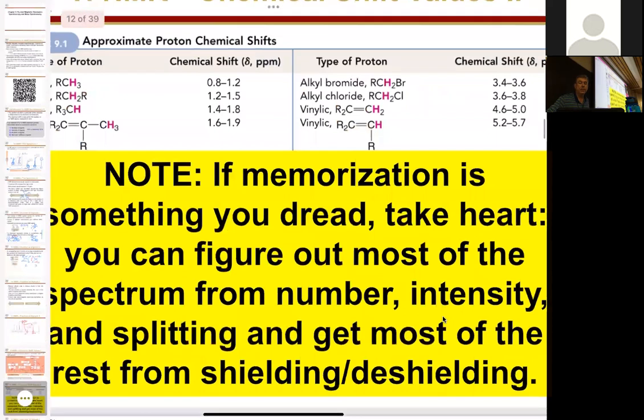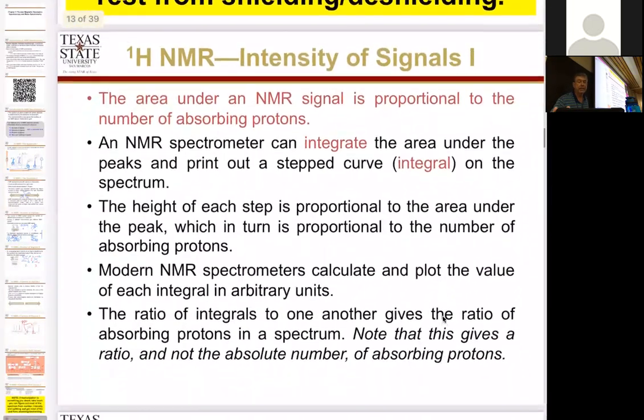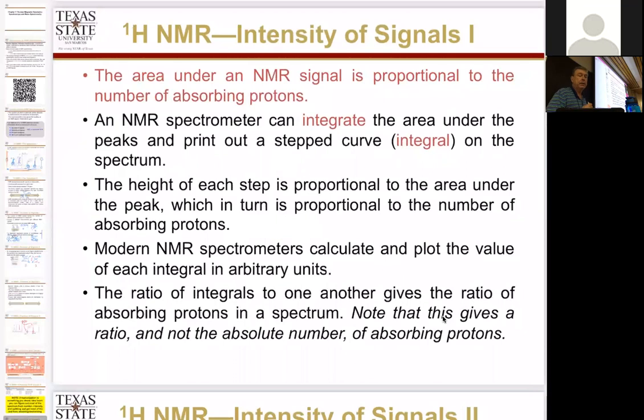Okay. All right, so don't memorize it if you don't want to. I think you can just get the relative position based on their electronegativities, and then look at splitting and intensity and number of peaks to get all the rest of the information. You only need 2 or 3 of these pieces of information to solve the problem. Okay. So now let's talk about intensity. Okay. The area under the curve is proportional to the number of protons in that peak. Okay.